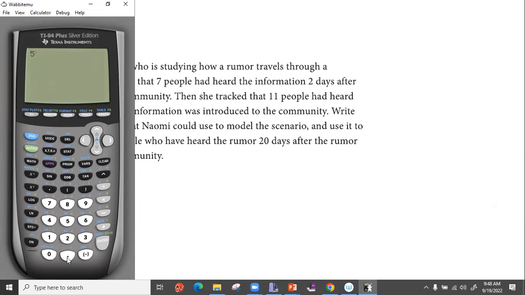So I'm going to type in 5.179 times 1.163 to the 20th power. And we hit enter and we get? Okay. So approximately how many people would have heard the rumor? 106. 106 people. Does that make sense?